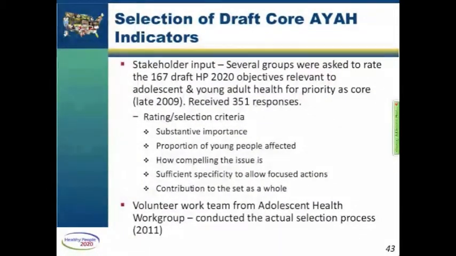The proportion of young people affected, so that if a problem affected a larger proportion of young people, that would be considered more compelling than one that affected a very small number of young people. And that each objective had to have sufficient specificity to allow a focused action to take place. A volunteer work team from the Adolescent Health Workgroup started work in January 2011 as soon as the Healthy People 2020 objectives were finalized. Next slide, please.